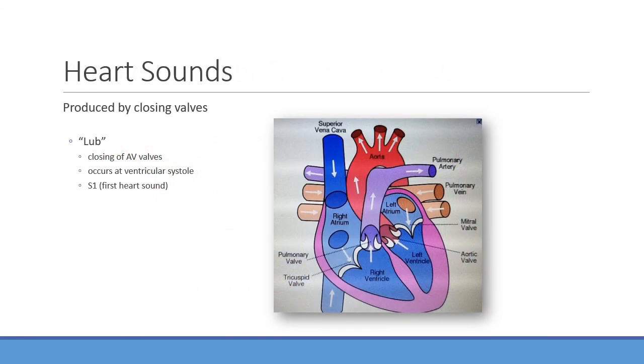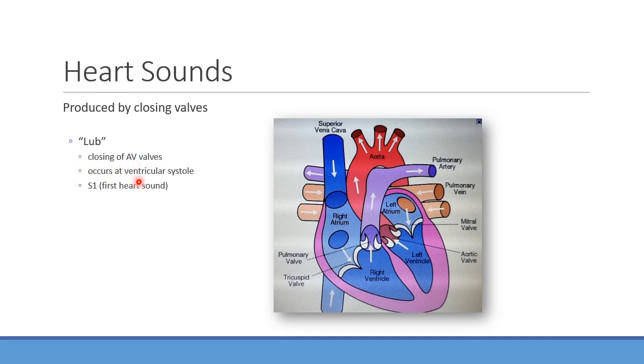Okay, so looking at the heart sounds, the lub, otherwise known as what? S1, right? So it's our first heart sound. Let's go lub-dub, not dub-lub. Just lub-dub. And this is basically going to be a closing of the AV valve, right? So again, this is closing of either the tricuspid or the bicuspid valve. We'll use both of those together, right?